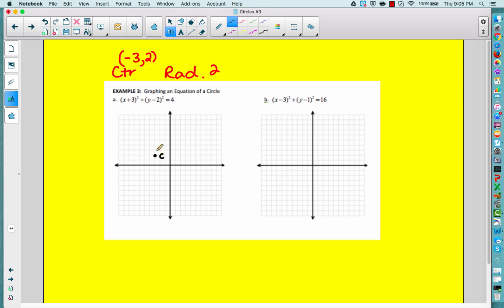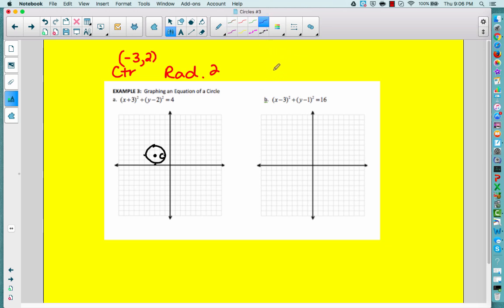So I'm going to go vertical and horizontal. So up 2 and put a little point, to the right 2 and put a little point, down 2 and put a little point, and to the left 2 and put a little point. And then I'm going to connect it with a circle. And I apologize, it's very hard to do this on this little sheet. All right, so now let's look at the next one.